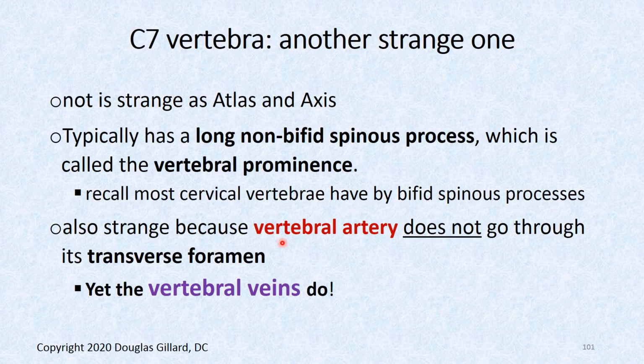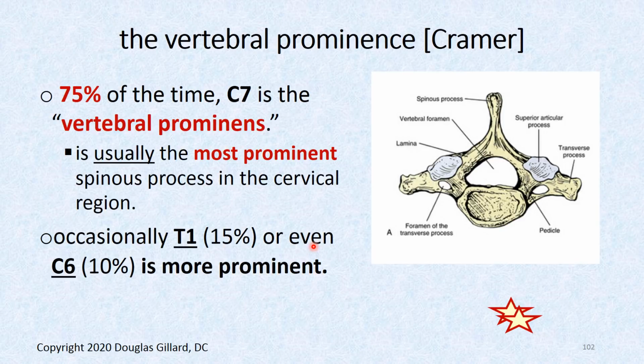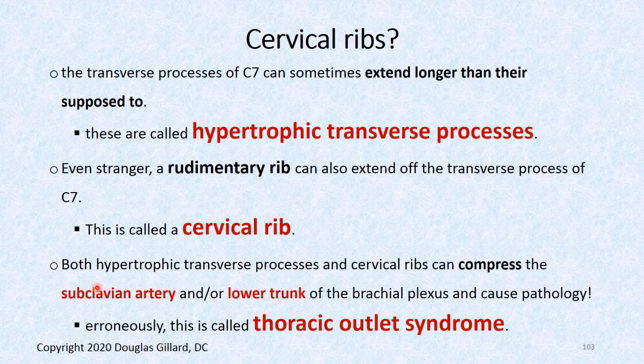But another weird thing about C7, it's got a hole for the vertebral artery, but in most people, the vertebral artery doesn't go through the hole. That's really weird. But the vertebral veins do go through the hole. So very strange. Vertebral artery usually goes in the transverse foramen of C6. 75% of the time, this is the longest bone, the one that sticks out the furthest. About 15% of the time, it's T1. 10% of the time, it's C6.